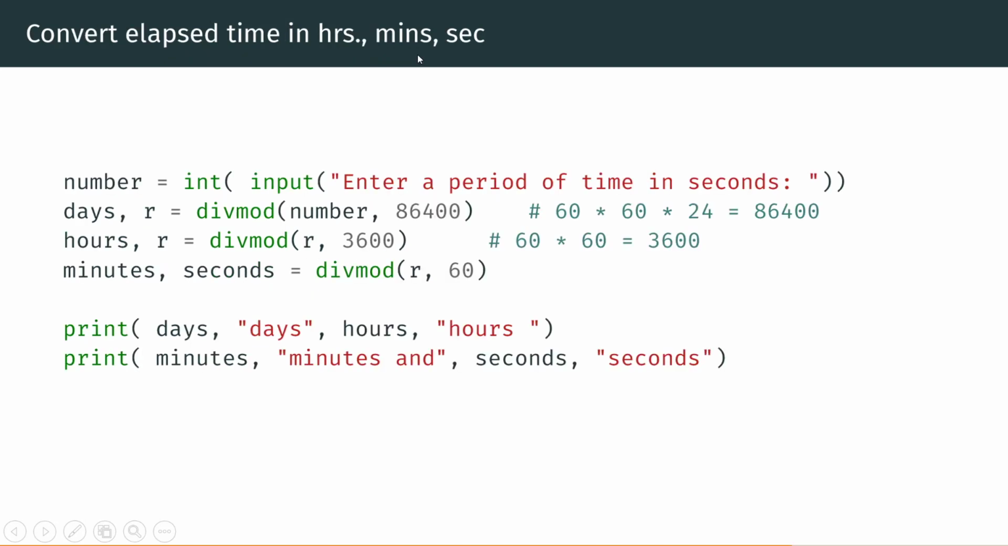The next example is very similar to the problem that we had in one of the assignments, which is, given a currency value, we had to split it into dollar bills. This is similar, except the difference is that we are given the elapsed time in seconds. We have to calculate what that time is in hours, minutes, and seconds. So we ask the user for the time in seconds.